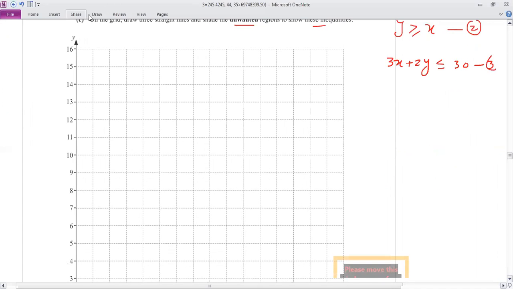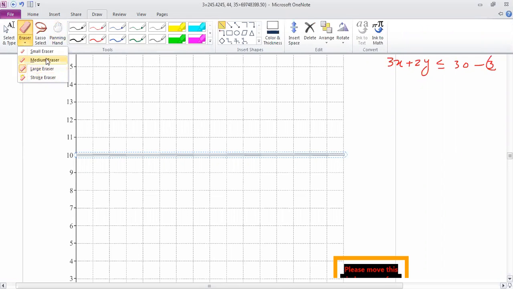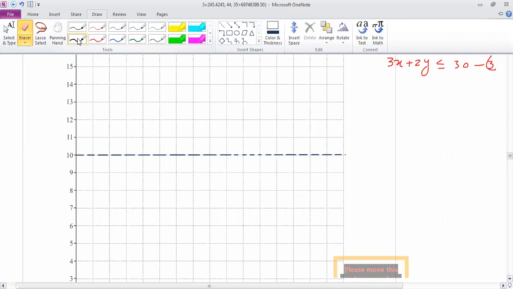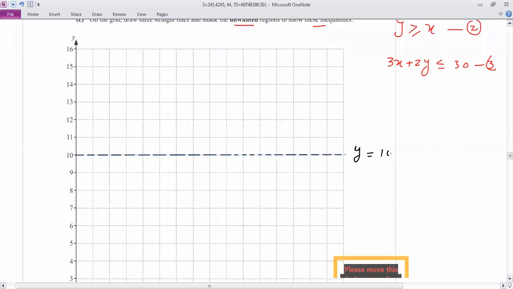So let me draw the line. This is the line, and I will make it a dotted line. Why must I make it a dotted line? Because the inequality is less than, so it should be the dotted one. All right, so this is y equal to 10. For y less than 10, you can write even y less than 10, doesn't matter.